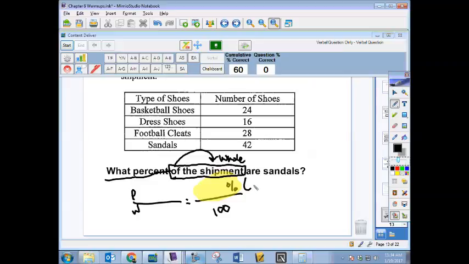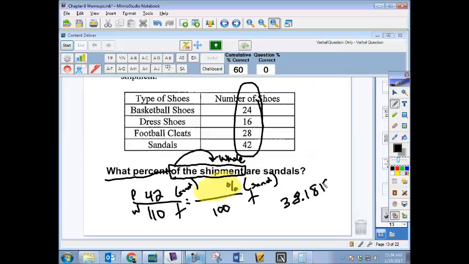So this would be the sandals, right? This would be the sandals. And there are 42 sandals in that shipment. This is the total. So we must add up all of those to get 110. And when you cross multiply and divide, you end up getting this, 38. What was it again? 181818? 38.18.